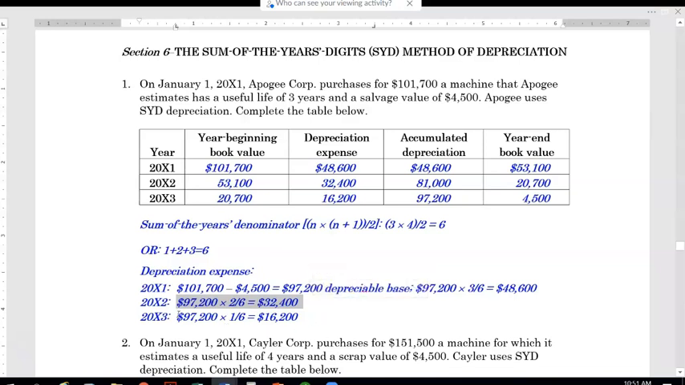For year 3, we say, okay, depreciable base is 97,200 times 1 out of 6. And that gives us 16,200. So the only thing you need to calculate at the beginning is your denominator. As long as you have your denominator right, then 3 out of 6, 2 out of 6, 1 out of 6, and that will be your depreciation for year 1, 2, and 3.